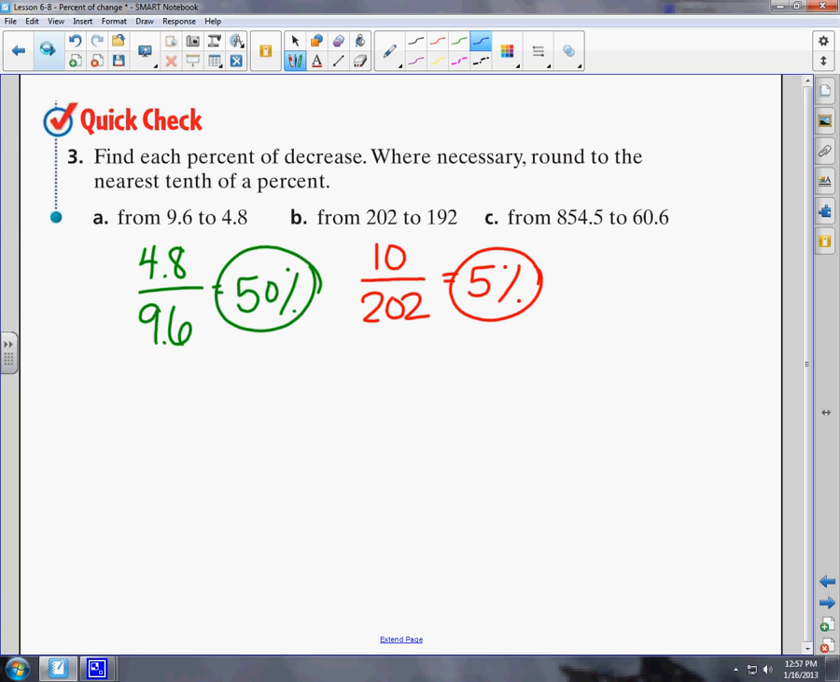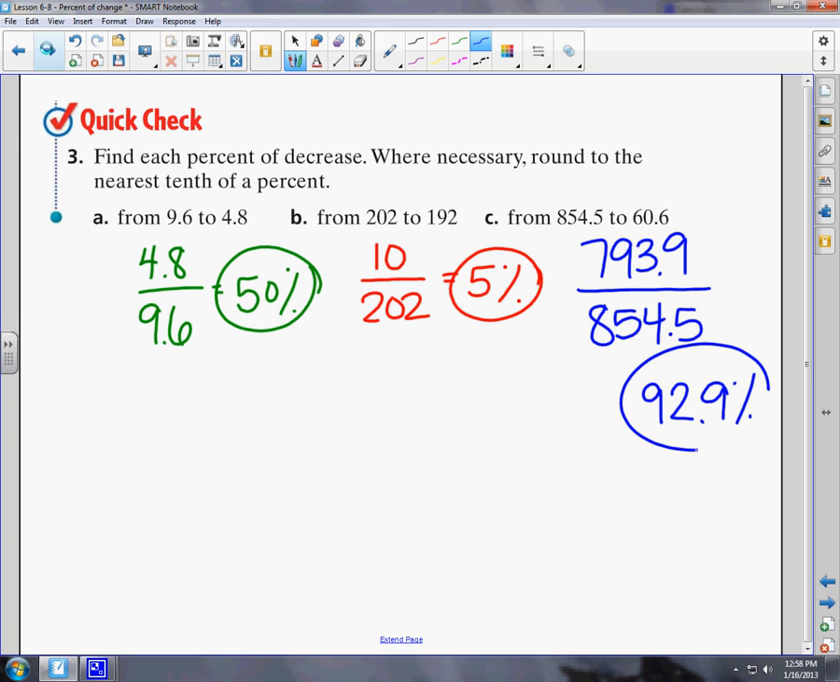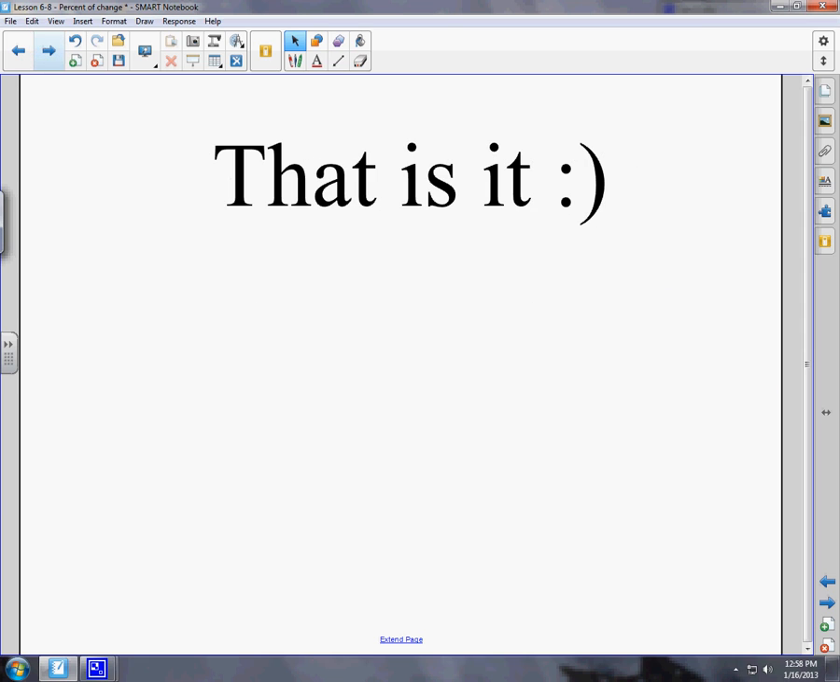And then lastly, it went from 854.5 minus 60.6, so it went down 793.9, and I'm going to divide that by 854.5. And it went down 92.9%. 92.9% decrease. Okay, that is it for your notes.